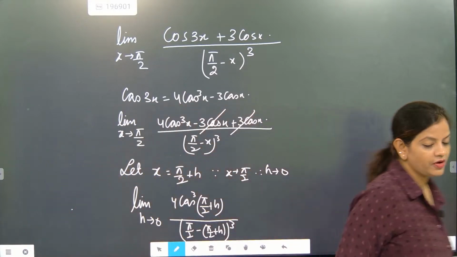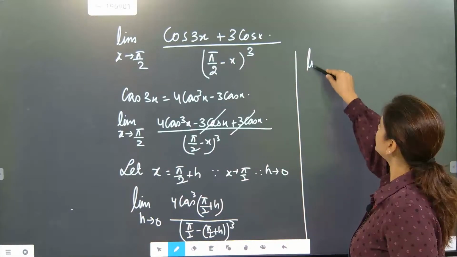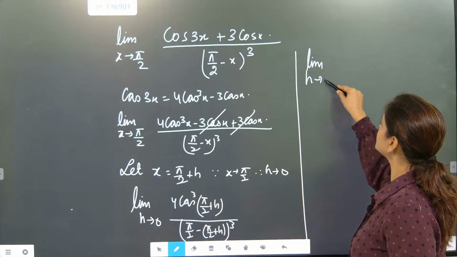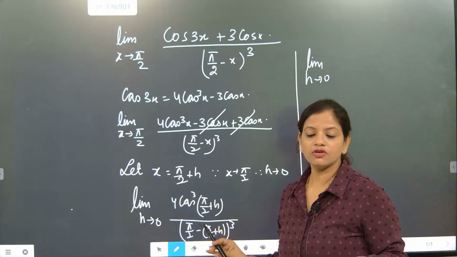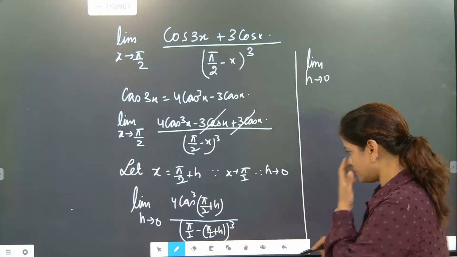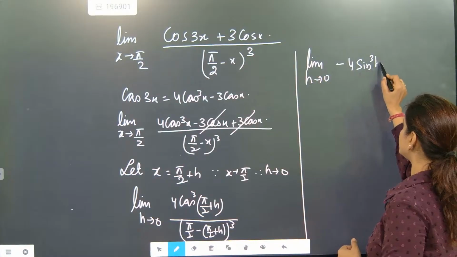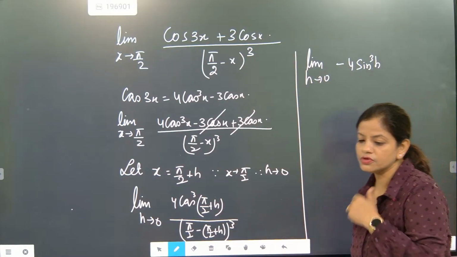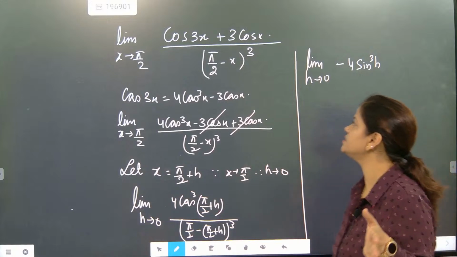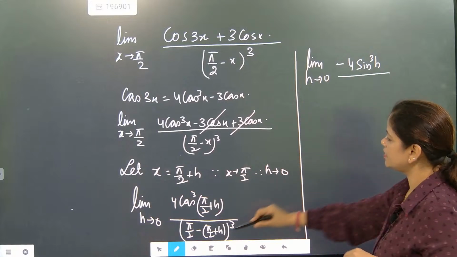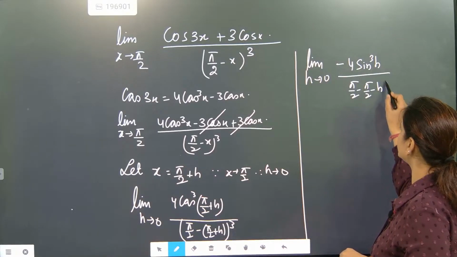Now look here, the moment you have written this, next what you have to do is cancel it. So limit h tends to 0, this part will become cos of 180, see, cos of 90 plus h will become minus. So here it will become minus 4 sine cube h, because cos is positive only in the first quadrant. In the second and third quadrants it is negative. So this part is going to be pi by 2 minus pi by 2 minus h whole cube.